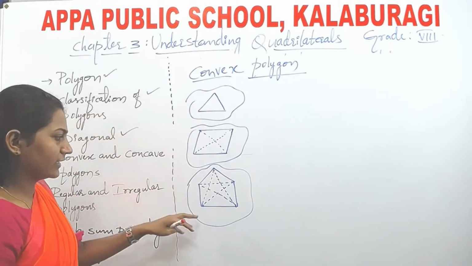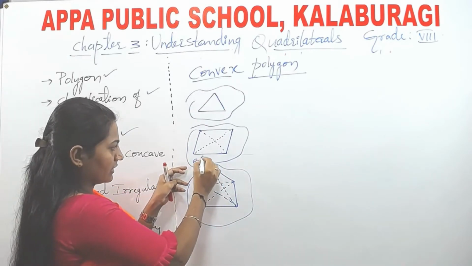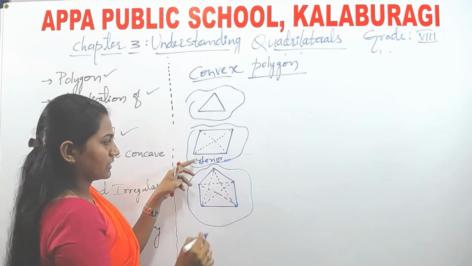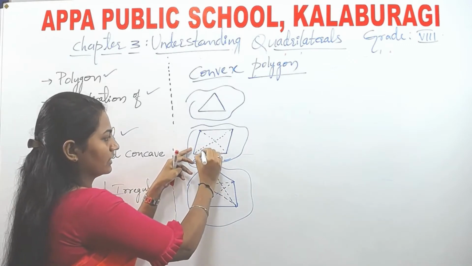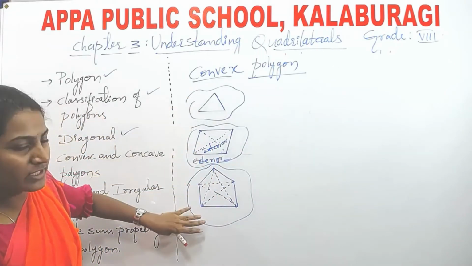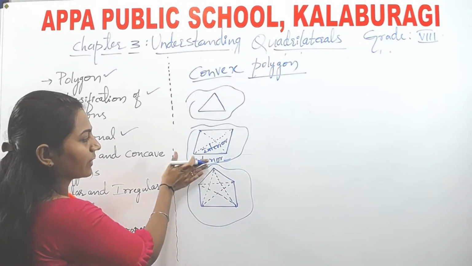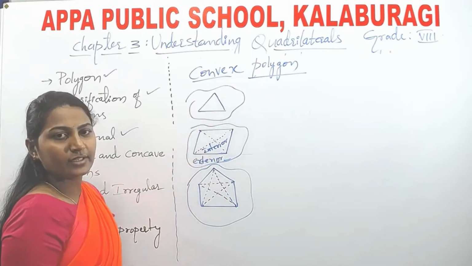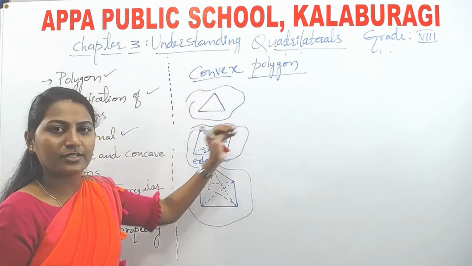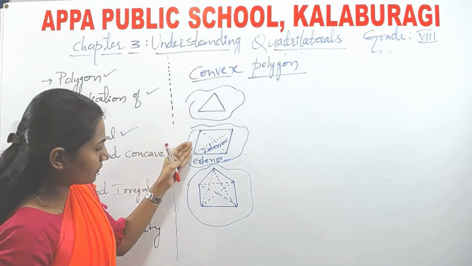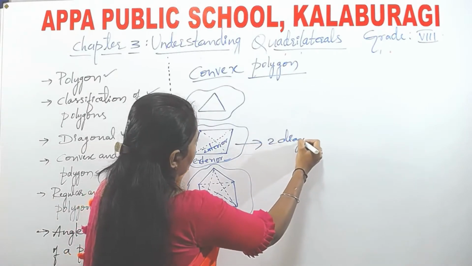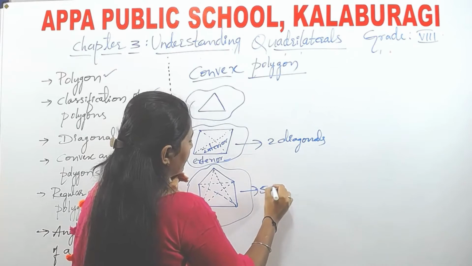Whatever I have drawn, this is the exterior of the polygon, and this is the interior of the polygon. For all these three, it remains the same: exterior part and interior part. For these two, leave out the triangle, because we have already studied that a triangle does not have any diagonals. For these two, if you see the diagonals, here are two diagonals, and also here are 5 diagonals.